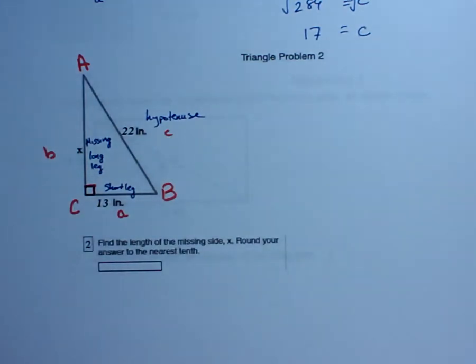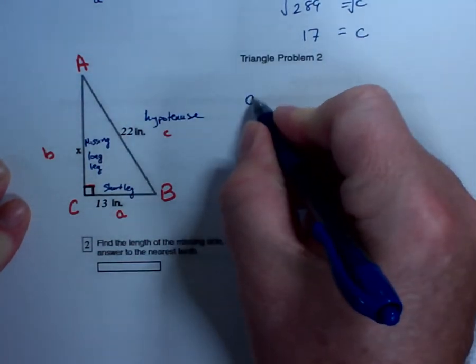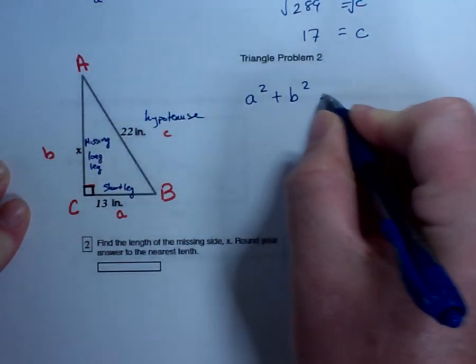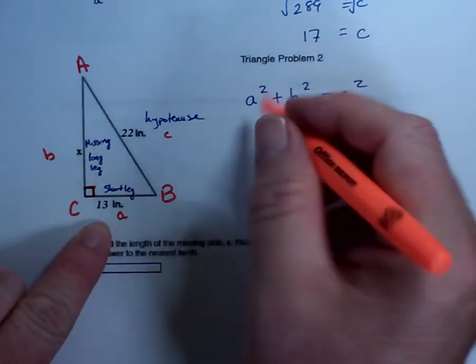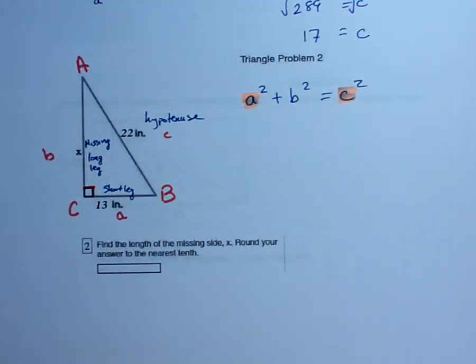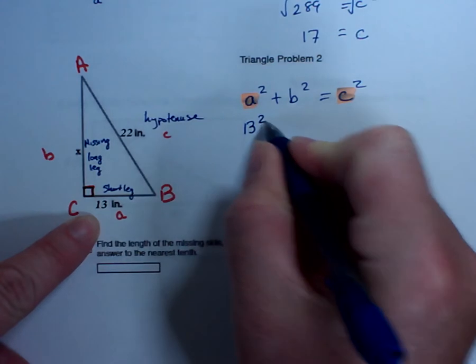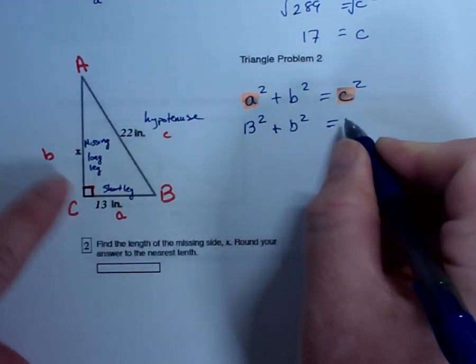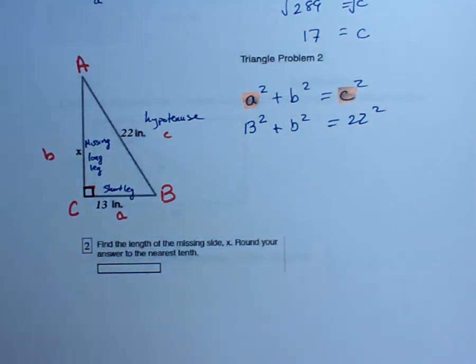We're still using the Pythagorean theorem. I'm not going to write Pythagorean theorem. I've already written it once. I'm just going to put A squared plus B squared equals C squared. We're going to put in for what we know. We have an A and we have a C. This time we're looking to find B. So it's one further step because I have to do a subtraction on both sides to solve it for B squared. So 13 squared plus B squared equals 22 squared. These are some larger numbers. I'm going to need to use a calculator.